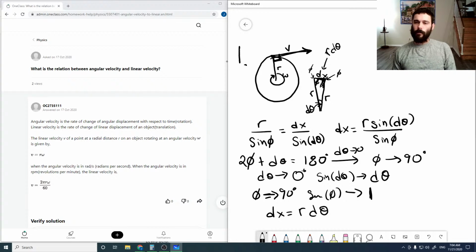So if we recall, v, our speed, is just dx by dt, which is r d theta by dt, but d theta by dt is omega, so r omega. So then that is our relation between our speed and our angular speed. v equals r omega.